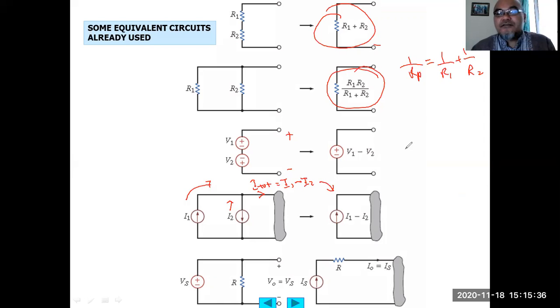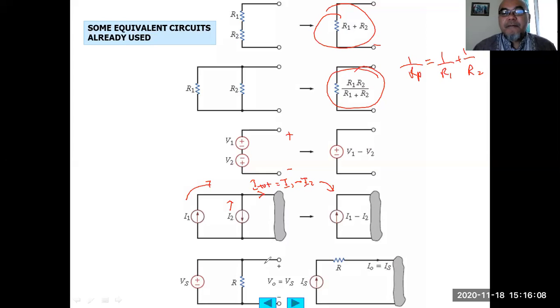So the two current sources become a single current source whose value of current is I1 minus I2. Then similarly, we can also change, for example, here, the bottom part, a voltage source in parallel with a resistor. We can change it into a current source in series with a resistor. Okay, so something like this.